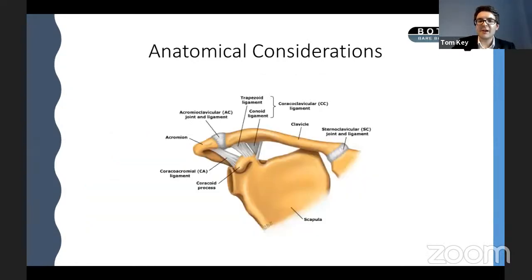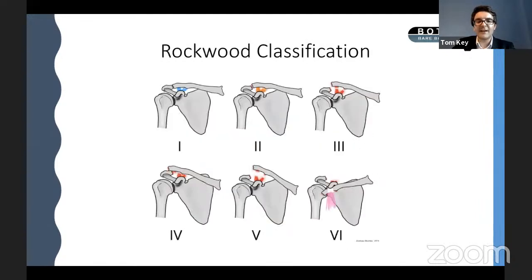It's important to consider the structures which stabilize the AC joint in order to understand the grade of injury and also to understand when to consider surgical AC joint reconstruction. Most important to appreciate are the AC joint capsule, associated acromioclavicular ligaments, in addition to the conoid and trapezoid coracoclavicular ligaments, which maintain the congruent position of the AC joint. The Rockwood Classification of AC joint injury describes the associated ligamentous disruption and also the degree of AC joint displacement, and it's graded from 1 to 6, representing an increased degree of ligamentous injury and AC joint displacement.